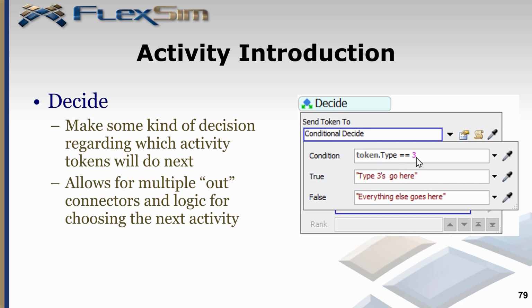If it does have a value of 3, this is the field that'll define where to send the token. It can be text as shown here, in which case it's a reference to the name of the out connector. So of course you must have given that out connector a name called type 3's go here for this to work, and another connector would need to be named everything else goes here. Now these true and false fields need to either have the name of a connector or a numeric value referencing the rank of the connector, 1 or 2.